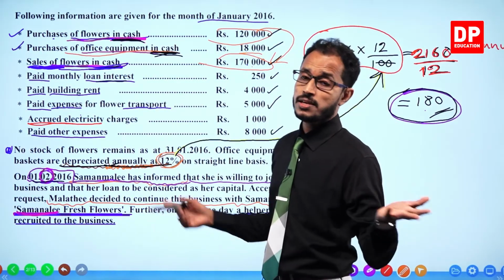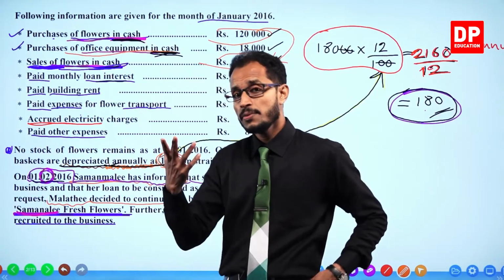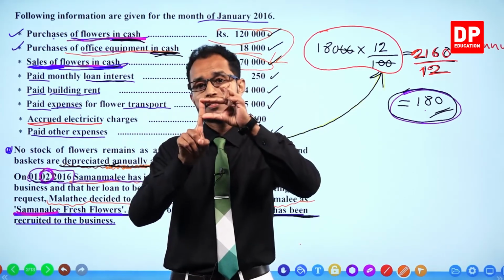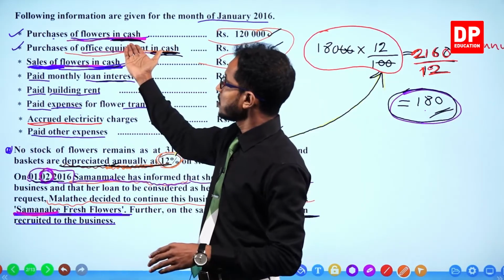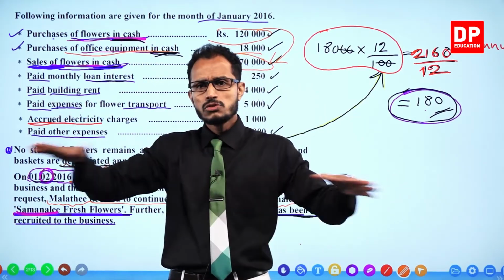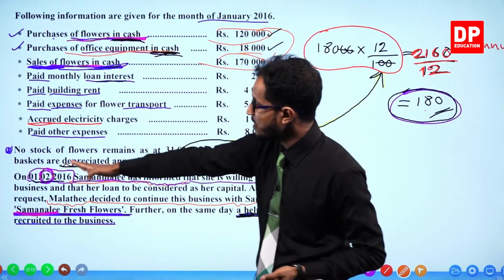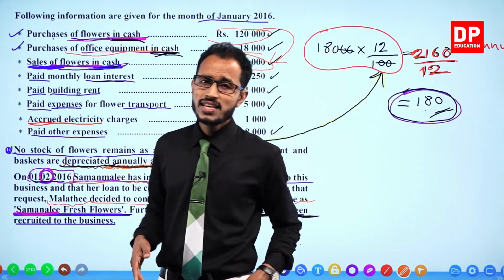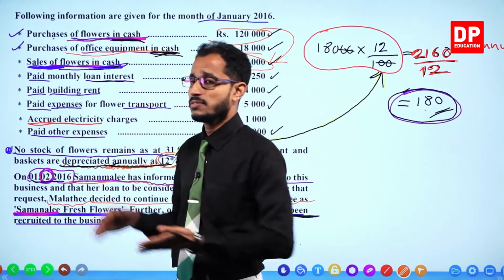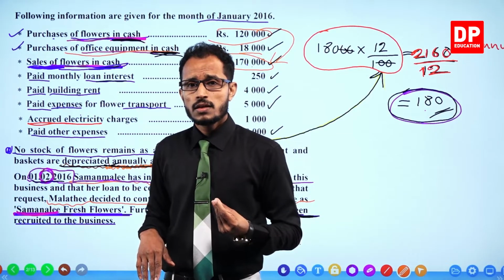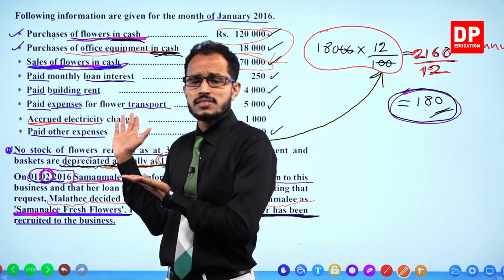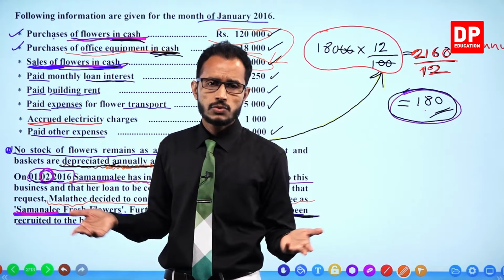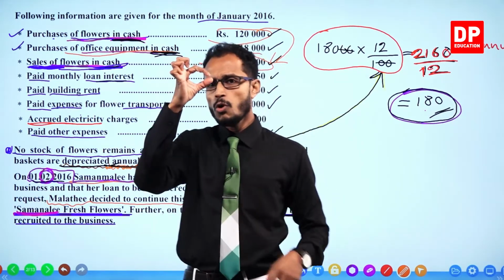Now you have to calculate the cost of sales. Cost of sales, how do you calculate? If there was an opening stock plus purchases minus closing stock. But here they say that no closing stock remains. So it's nothing. No opening stock because this is a new business. Newly opened. So no opening stock.